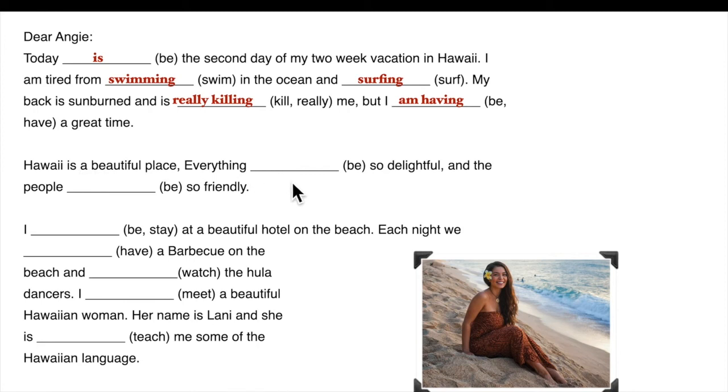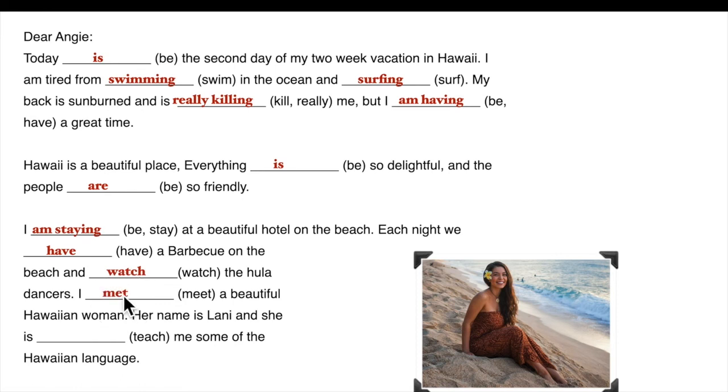Hawaii is a beautiful place. Everything is so delightful and the people are so friendly. There's no action going on here. The people are friendly. They're not doing anything, they're just friendly. I am staying at a beautiful hotel on the beach. Each night we have a barbecue on the beach and watch the hula dancers.